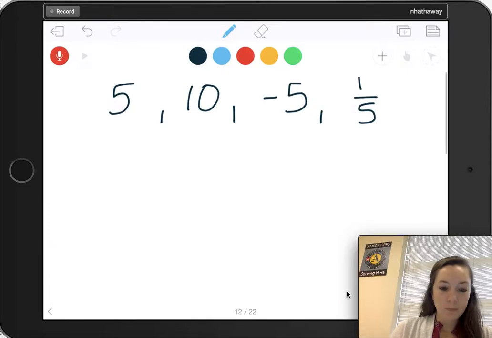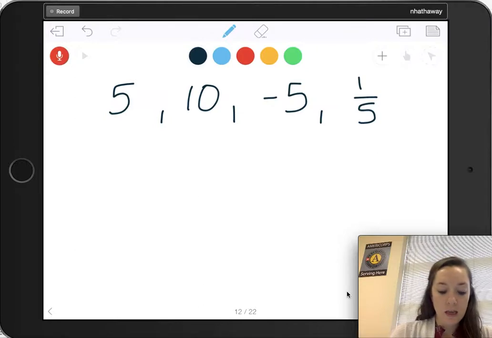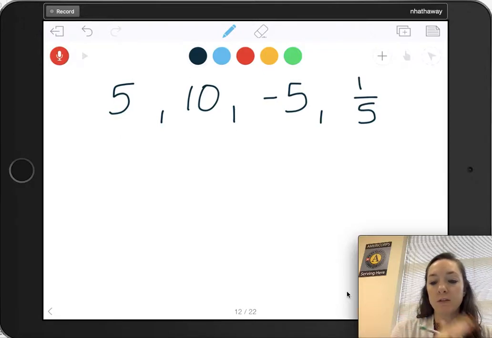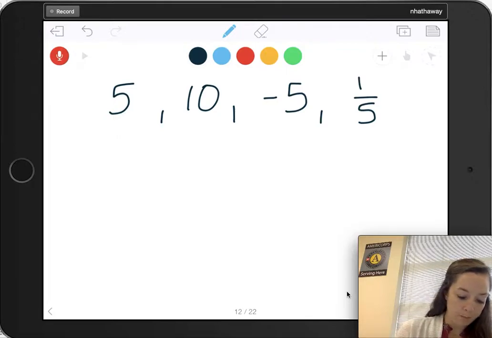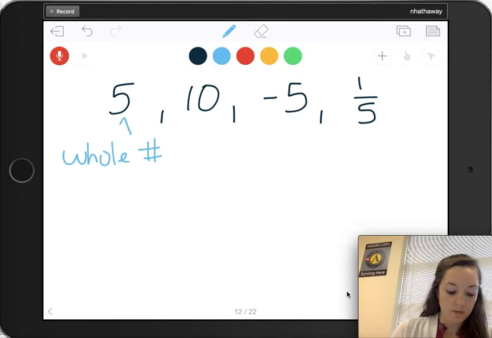So we have these numbers. We have 5, 10, -5, and then 1/5. And we want to know if they're integer, a whole number, or a rational number. So here's how we differentiate between those numbers. A whole number is any number that is not a fraction and it is positive. So that would be 5 and 10.